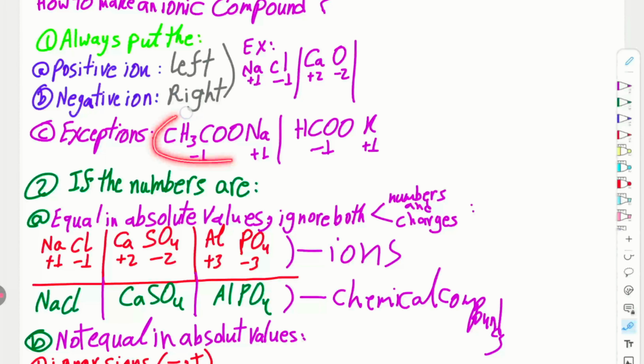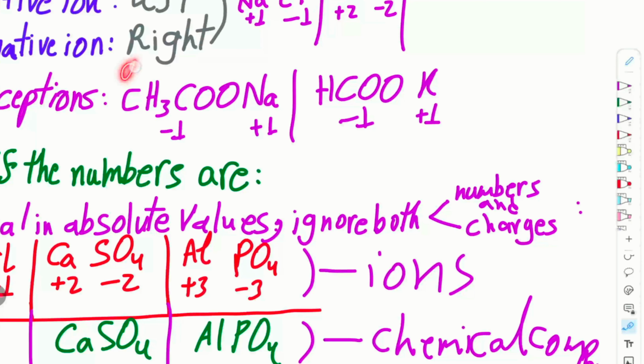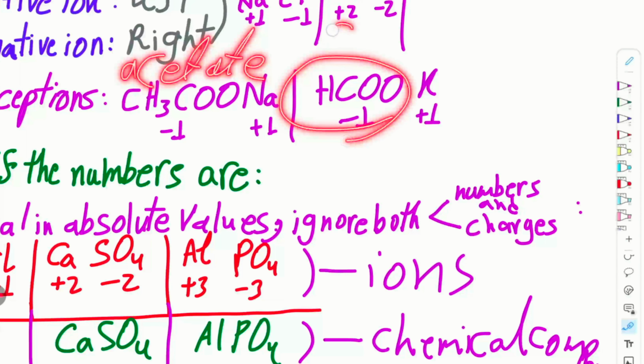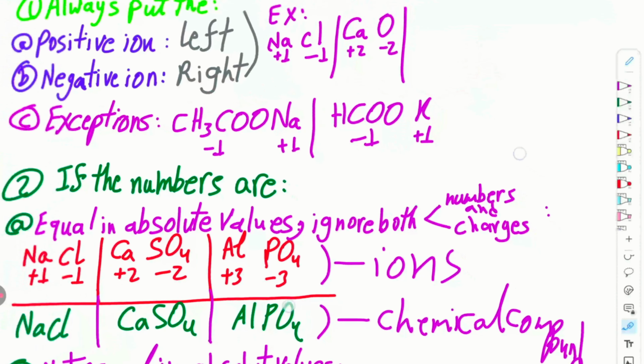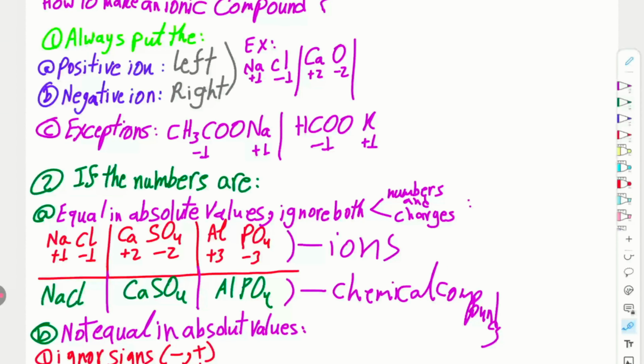This ion, which is called acetate, and this one, which is called formate ion. Those ions are exceptions. This means that they come left, although they are negative. Generally, the negative ions go right, but because they are exceptions, they go left.